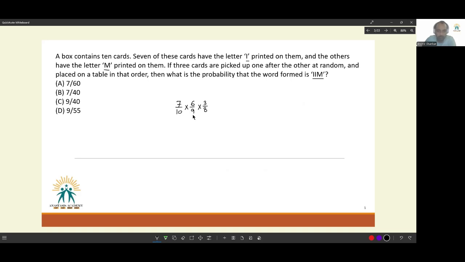And we have to simplify this. Okay. So first thing I can get rid of 6 into 3. So this will become 2. This 2 goes away with 8. Finally, we get 7 by 40, or option B is the right answer.